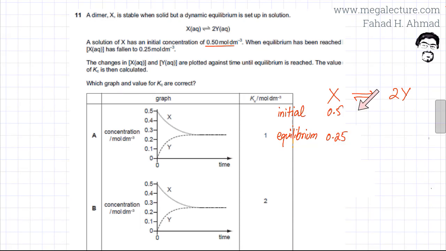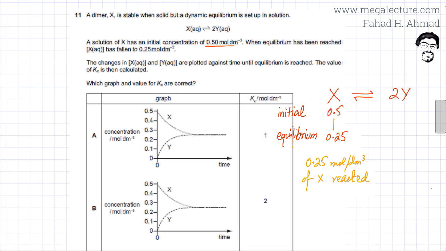So I've written this down over here. The initial concentration of X is 0.5 mole per decimeter cube, and once equilibrium has been reached, it falls down to 0.25 mole per decimeter cube. So there's a difference now. That's 0.25 is now missing, which basically means that 0.25 mole per decimeter cube of X has reacted, because 0.25 is missing now. So at equilibrium you only have 0.25. So if 0.25 reacted or is gone or gets used up, that means that 1X produces 2Y.